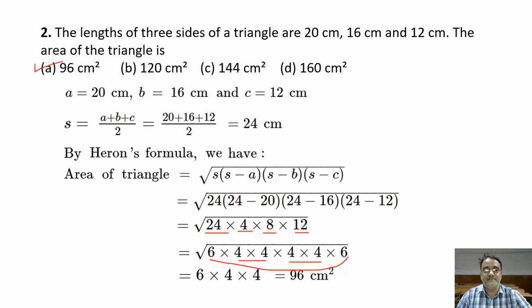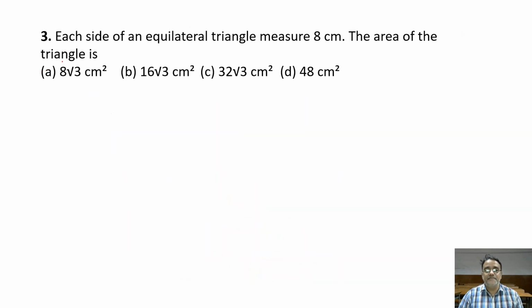Any doubt here? No, sir. Okay. Now we are moving toward question number 3. Each side of an equilateral triangle measures 8 centimeter. The area of the triangle is. What is the formula of area of equilateral triangle? Root 3 by 4 a square. Very good. Root 3 by 4 a square or side square.